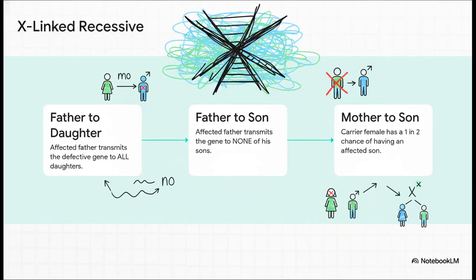Lastly, for Mendelian patterns, we've got X-linked recessive, which has this really unique crisscross pattern. Just think it through. A father gives his Y chromosome to his sons and his X chromosome to his daughters, right? So if a father has an X-linked disorder, he can't give it to his sons, but 100% of his daughters will get his affected X, which makes them carriers. Then, those carrier mothers have a 50-50 chance of passing that bad X to their own sons, who will then get the disease. This is the pattern you'll see for diseases like hemophilia.